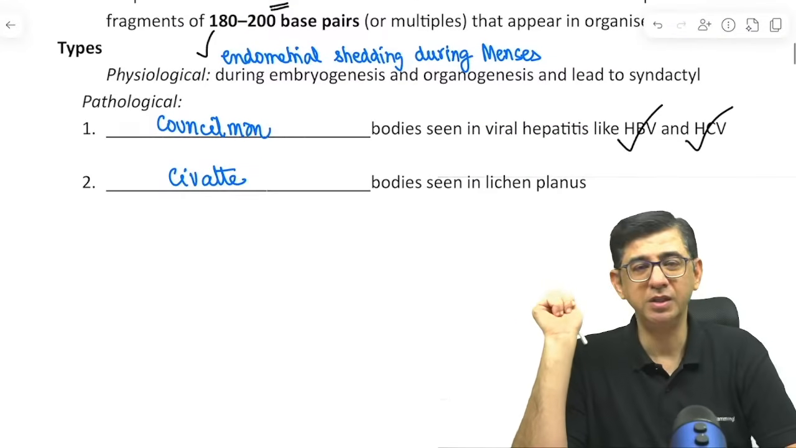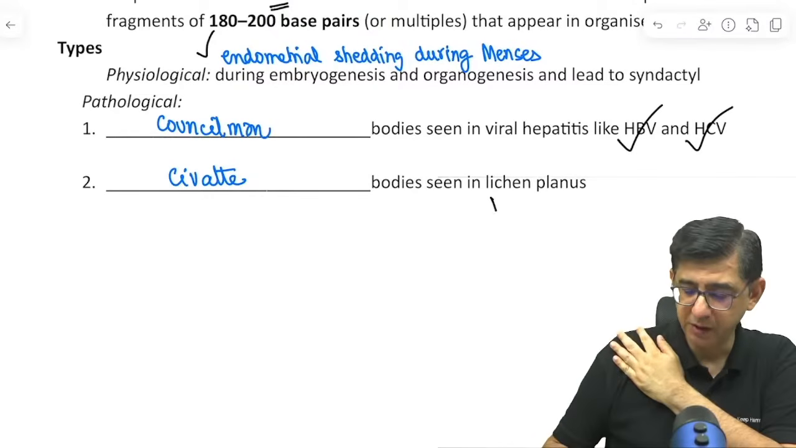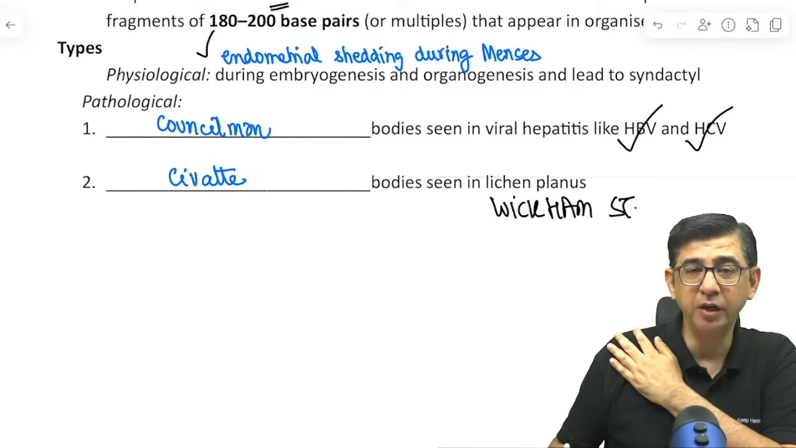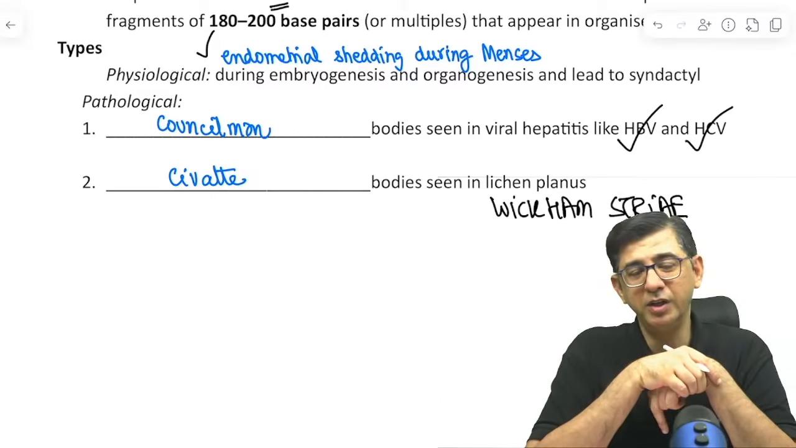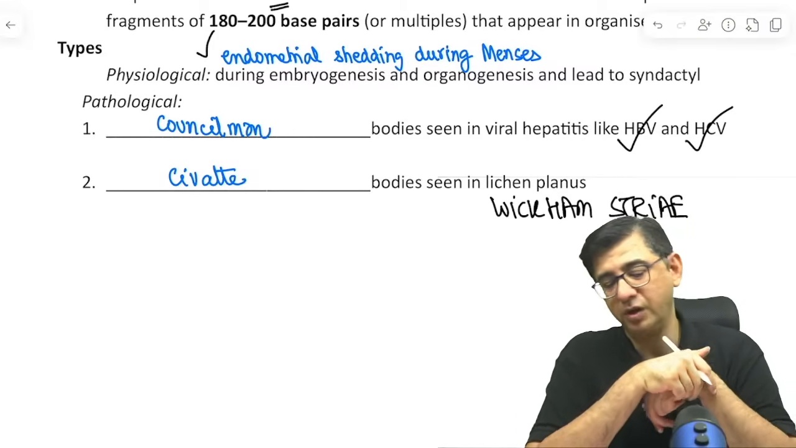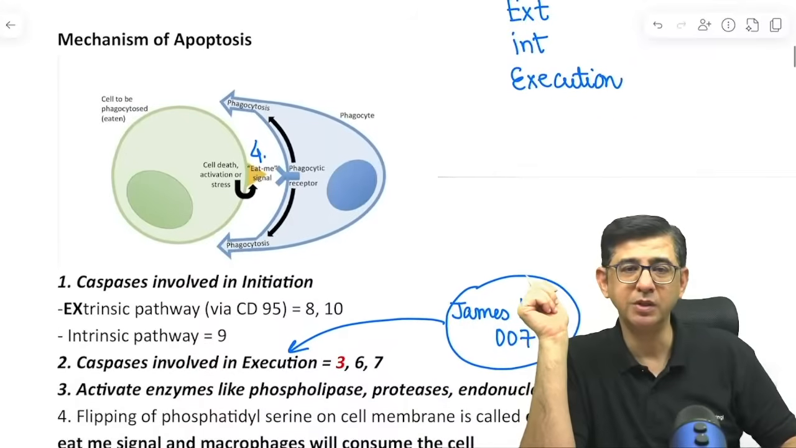Then is civet bodies that would be seen in lichen planus, that purple polygonal plaques which are present. The highlight of this condition would be that white marks in a crisscross striations which are present over it. The crisscross striations that are present over this would be called as Wickham striae. So next is the mechanism of apoptosis.